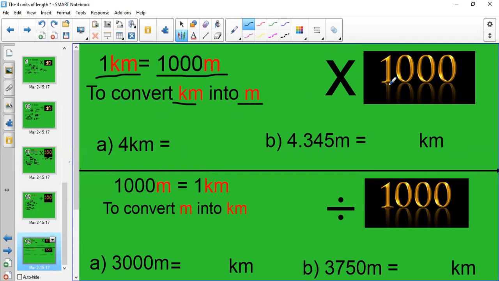Now, it's very similar to 10 and 100, rather than adding maybe 1 zero or 2 zeros if we're working with 100. But we're working with 1,000, so we would need to add 3 zeros to a number. Or if the number has a decimal point in it, we would have to move that decimal point forward 3 spaces to the right. So 4 kilometers is the same as 4 times 1,000. And I know by adding 3 zeros to my 4, I will get the answer in meters. 4,000 meters is the same as 4 kilometers.